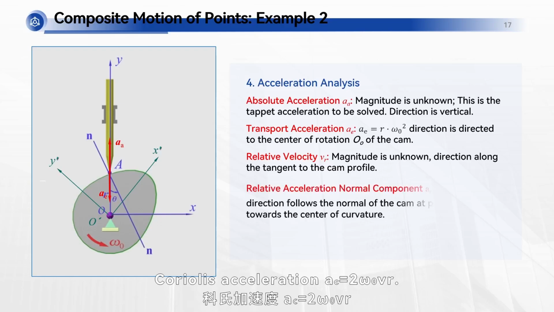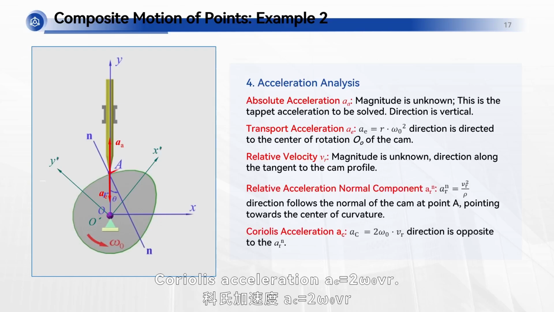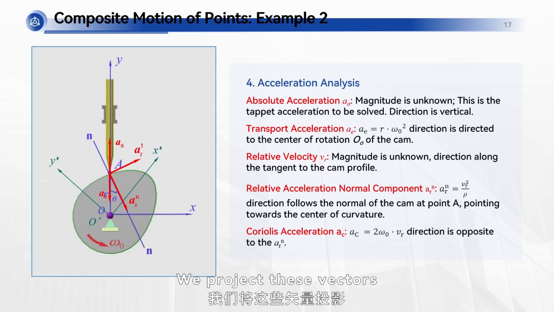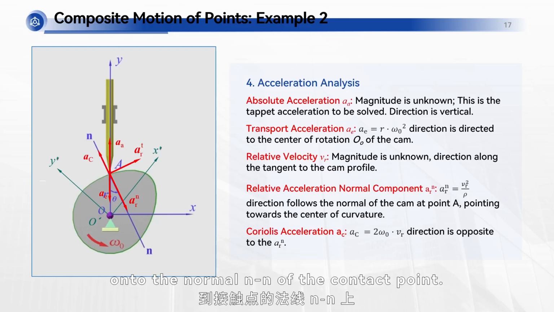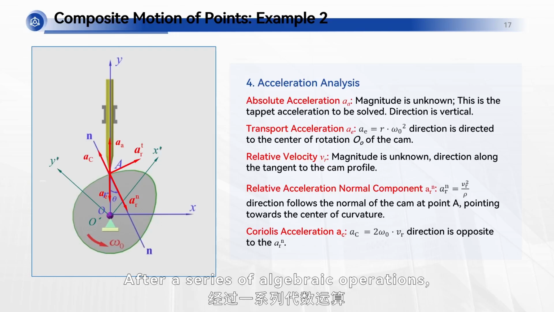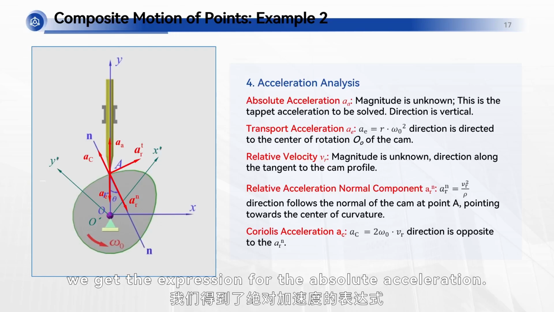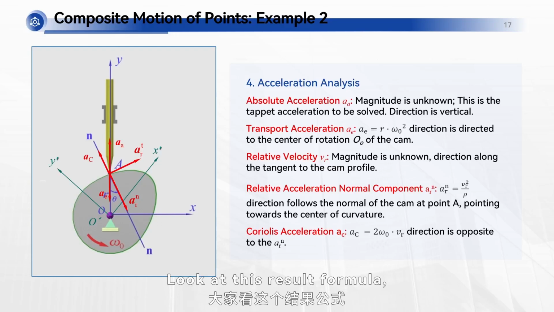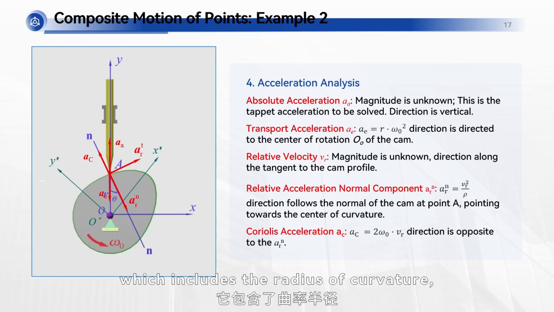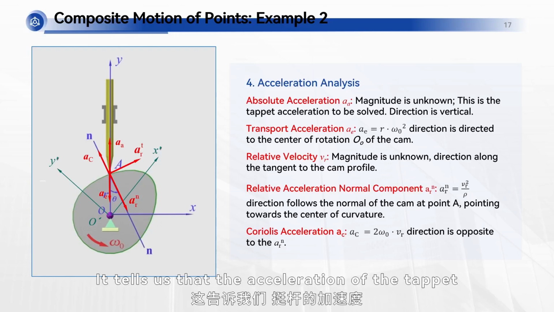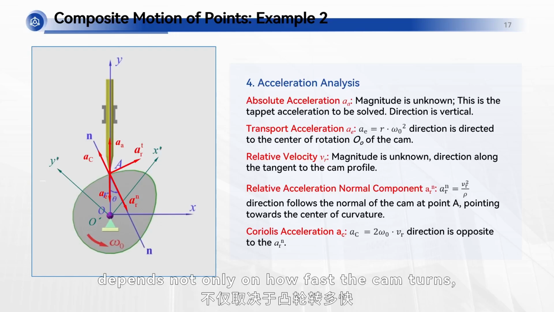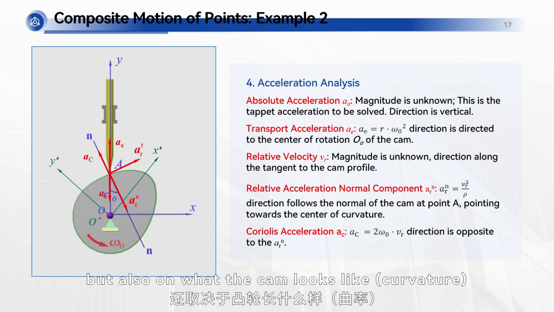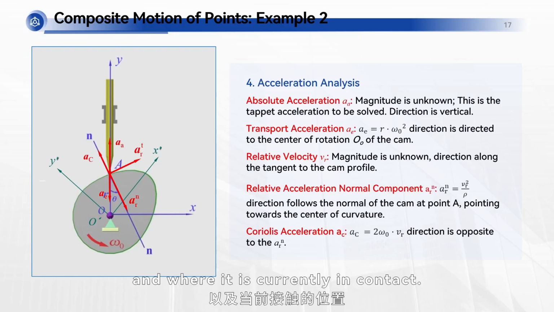Coriolis acceleration aC equals 2 omega 0 vR. We project these vectors onto the normal n of the contact point. After a series of algebraic operations, we get the expression for the absolute acceleration. Look at this result formula, which includes the radius of curvature, rotational speed, and geometric angle. It tells us that the acceleration of the tappet depends not only on how fast the cam turns, but also on what the cam looks like, its curvature, and where it is currently in contact.